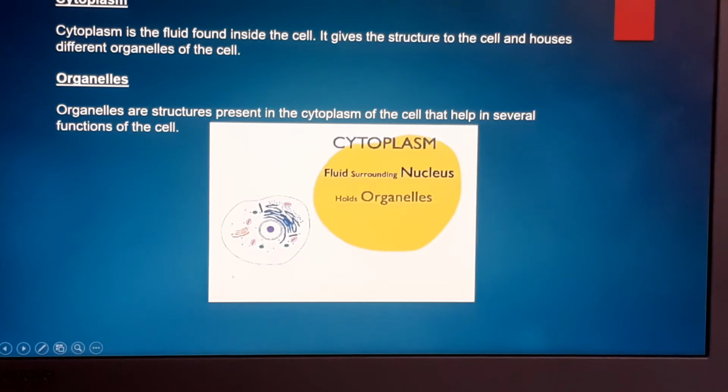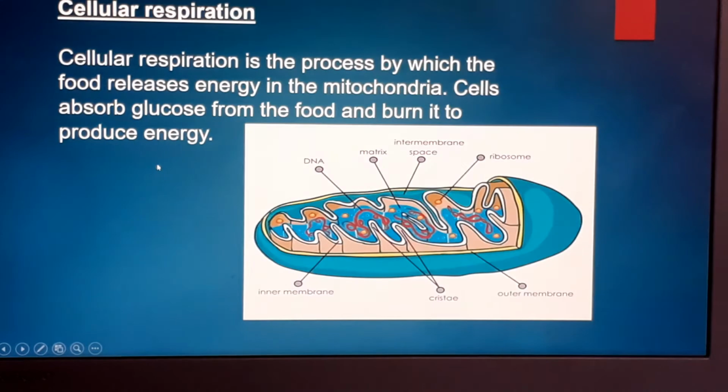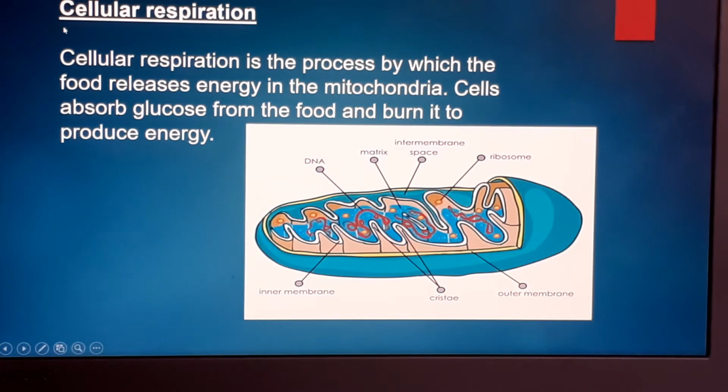See here, organelles are structures. What are organelles? Organelles are structures present in the cytoplasm of the cell that help in several functions of the cell. First one, mitochondria. What function takes place in the mitochondria? Cellular respiration. Cellular respiration is the process by which food releases energy in the mitochondria. Here, cells absorb glucose from the food and burn it to produce energy.